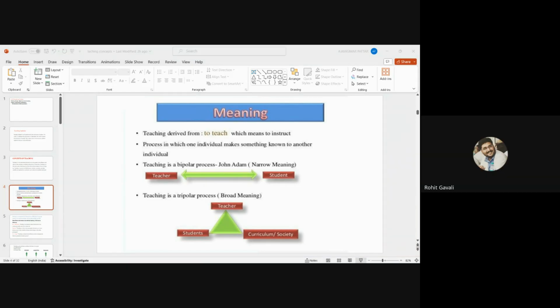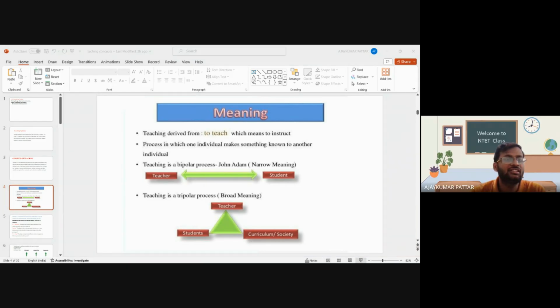Okay. So in this unit we are covering the concept of teaching, objectives, and levels of teaching, that are memory level, understanding level, and reflective level, the characteristics of teaching, and the basic requirements needed for teaching. So the first slide, is it visible?